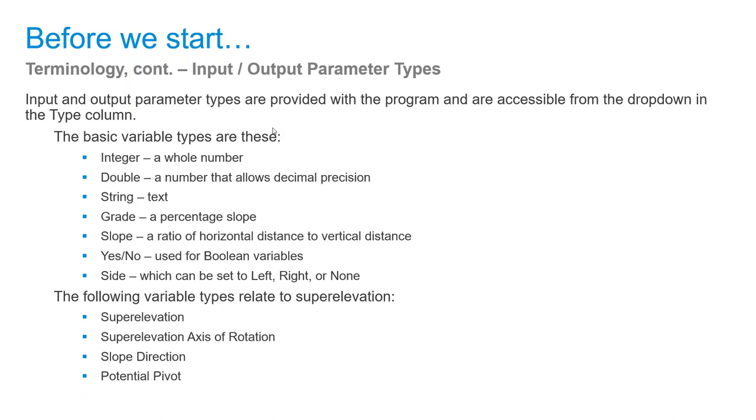And then again, we have our left and right or none for the sides of our road. And then there are some superelevation variables that you want to consider as well if you're doing a more advanced subassembly that has to consider superelevation, such as the axis of rotation, slope direction, or your actual pivot point.